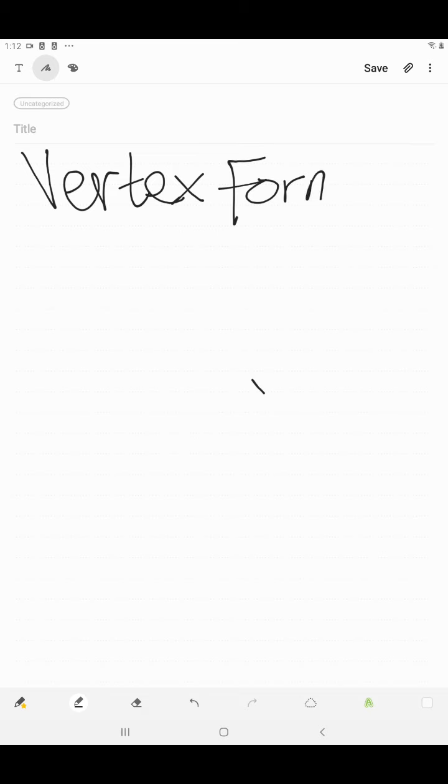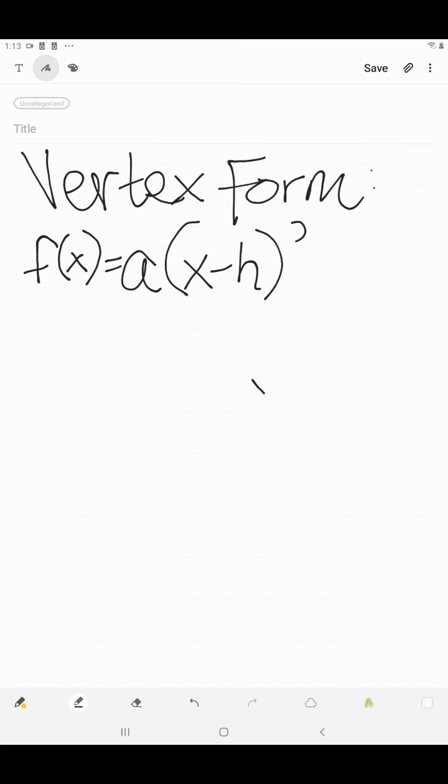Last thing we're going to focus our attention to is vertex form. Now, vertex form is the following: f of x equals a times (x minus h) squared plus k. And what we can find out from the vertex form, just like the other ones, is whether it's concave up or concave down.